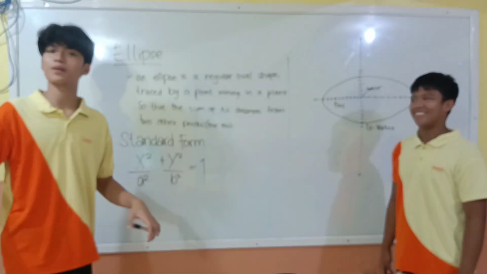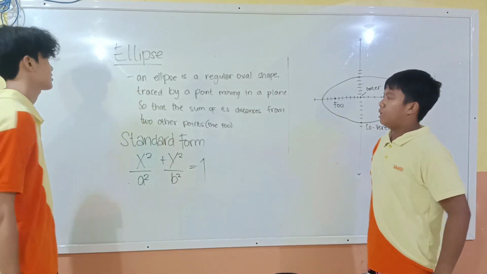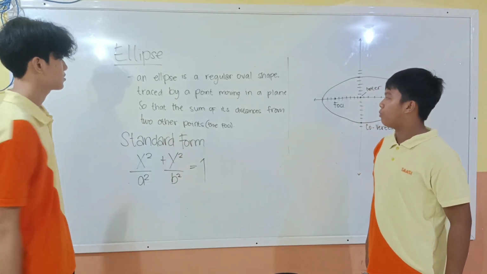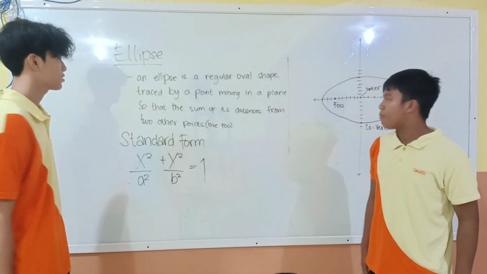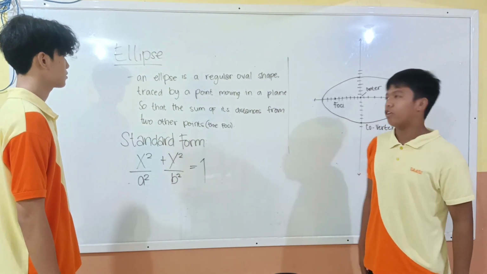So now we're going to talk about an ellipse. Audrey, can you read what an ellipse is? An ellipse is an irregular oval shape traced by a point moving in a plane, so that the sum of its distance from two other points, that's called foci.